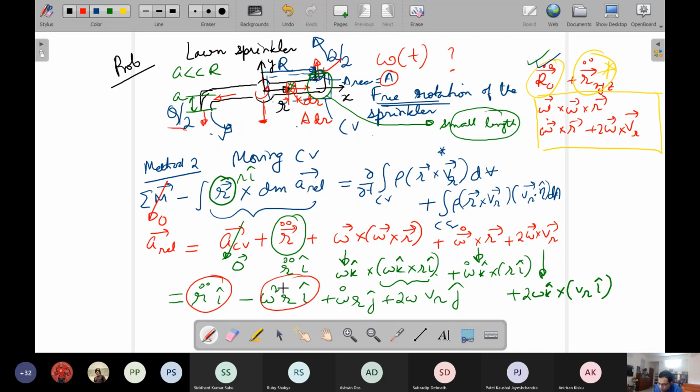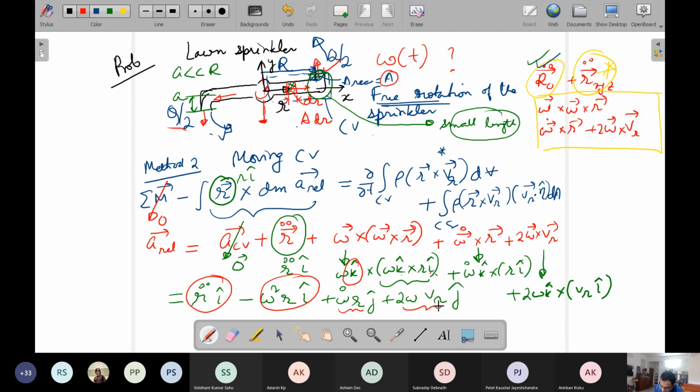Second term is minus omega square R J. You see, this is K cross I is J, and then K cross that J is minus I. So this term will also not be there. So only these two terms will be there.